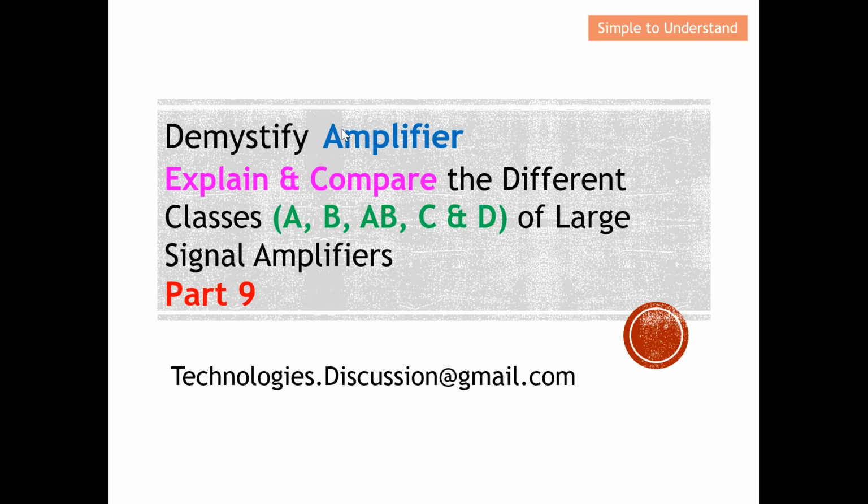Today, I'd like to continue the discussion on amplifiers. For this video, I'm going to explain as well as compare the different classes of large signal amplifier. For example, we know that we have different classes of amplifier. In short, we have Class A, Class B, Class AB, Class C, and last but not least, Class D amplifier. In this video, I'm going to explain the key features and also do a quick comparison between the different classes of amplifier. This will be Part 9 of the series discussion on amplifiers.